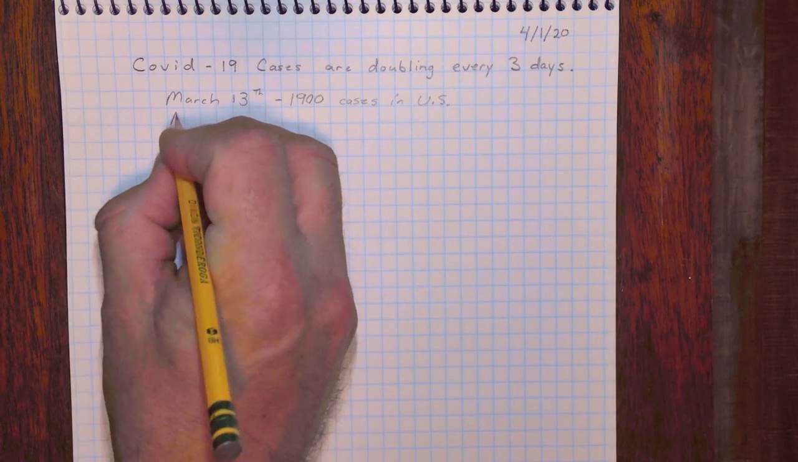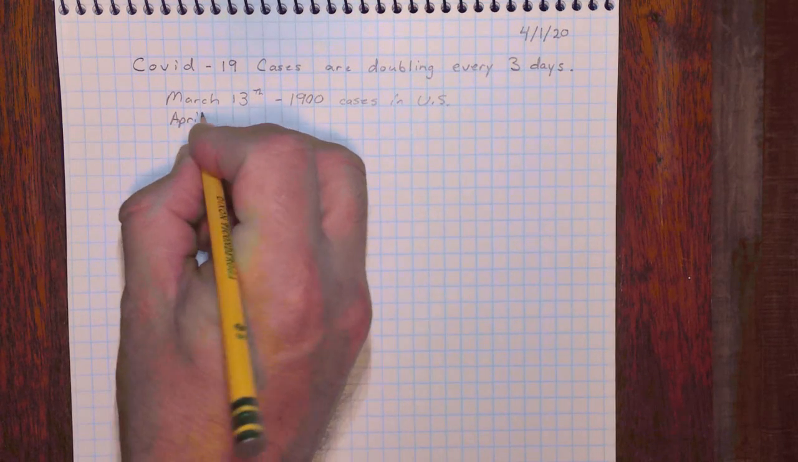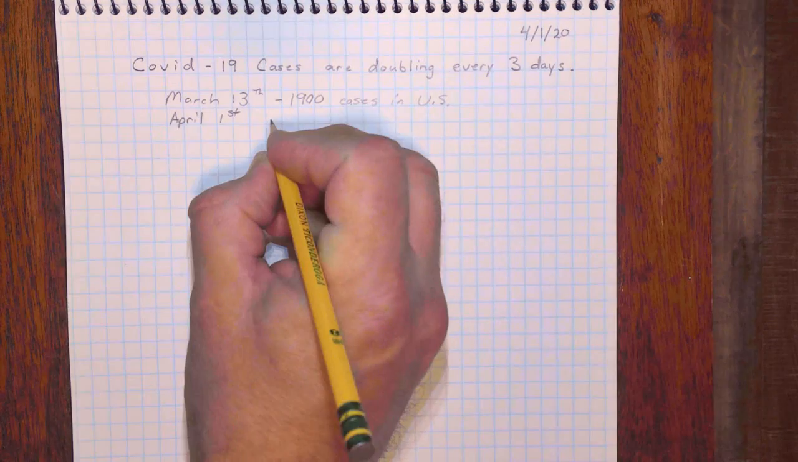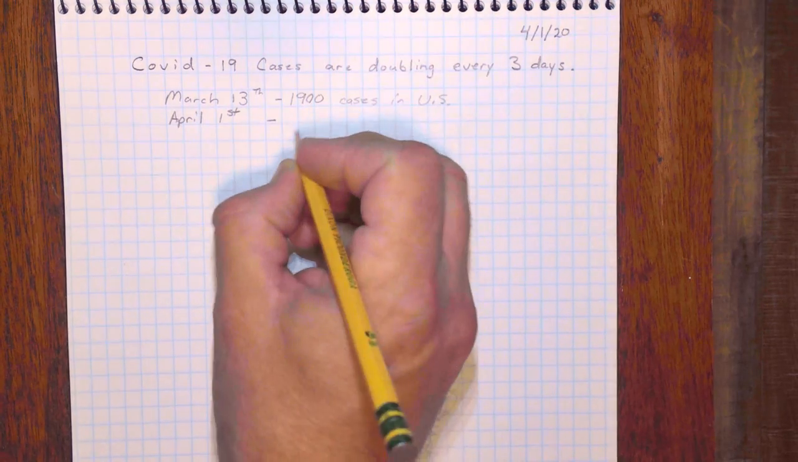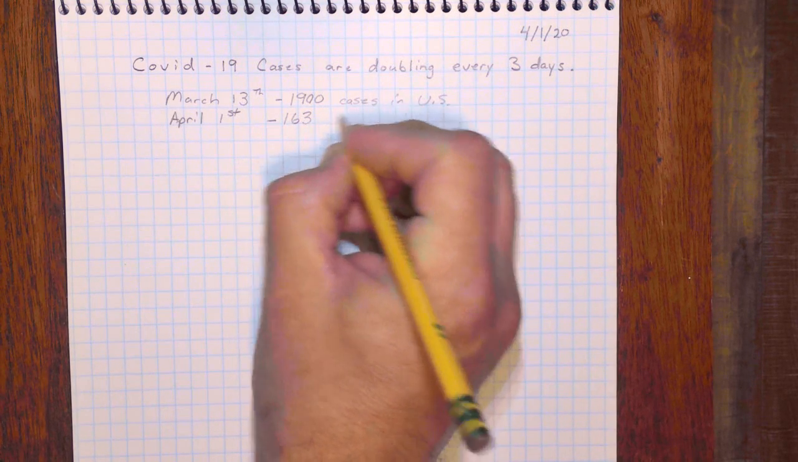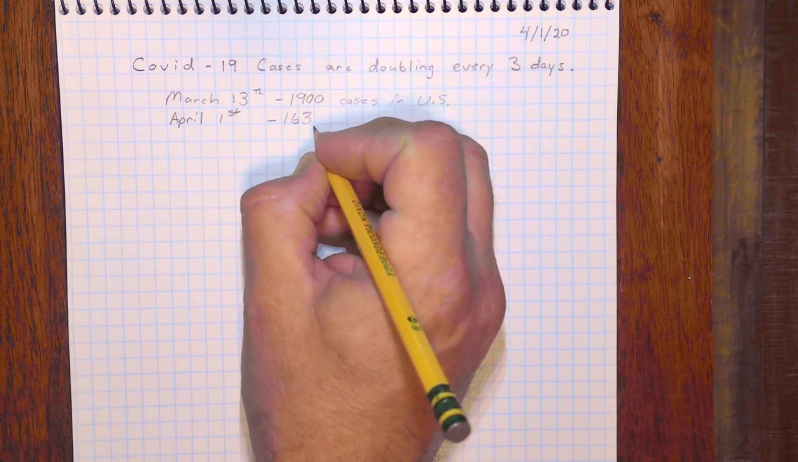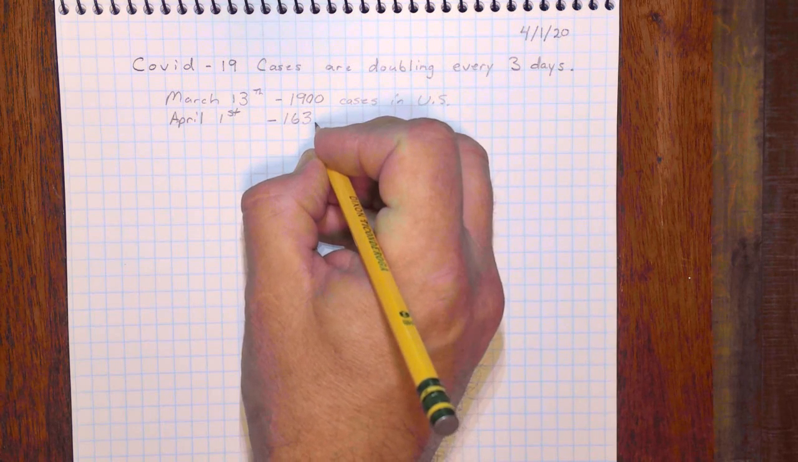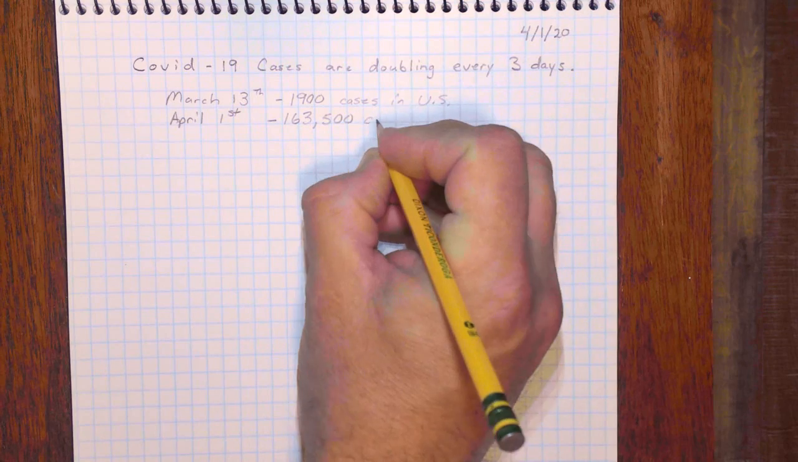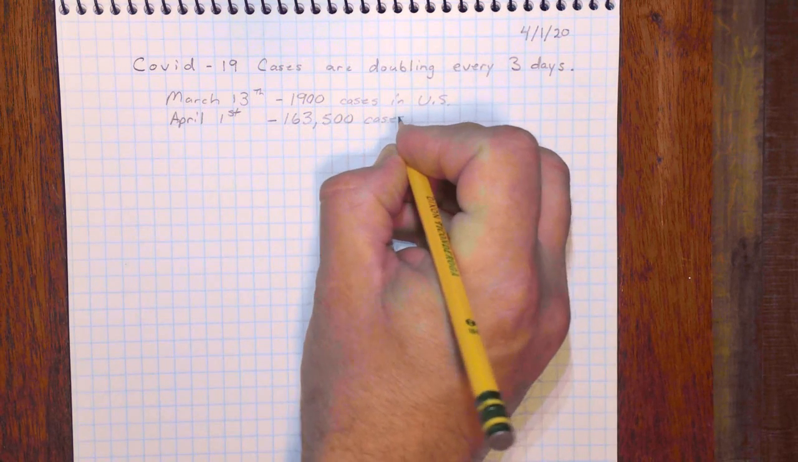Okay, now today's April 1st, which is also April Fool's Day. I was thinking my April Fool's joke would be to come up here and say, hey, it was all a joke. Approximately 163,500 cases in the U.S. Okay.